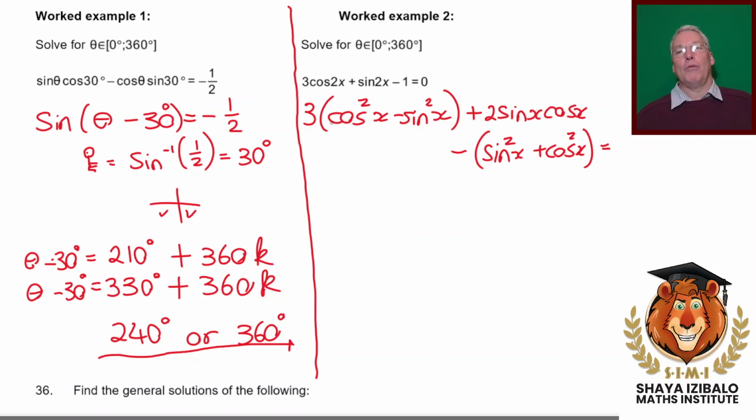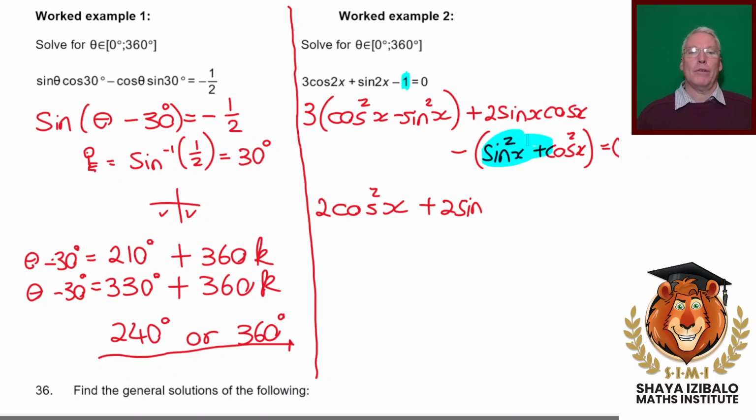Because what we're going to get here is 3 cos squared x. Then we're going to get minus this cos squared x. We're actually going to get 2 cos squared x. Then we're going to get our plus 2 sine x cos x. Sorry, this is equal to 0 on the right hand side here. Guys, just understand what we did here. This 1 became sine squared plus cos squared.